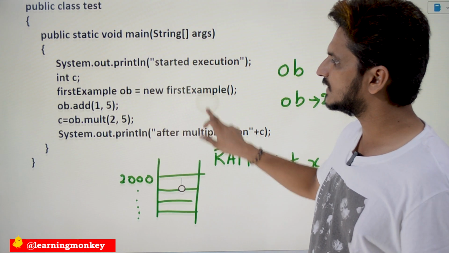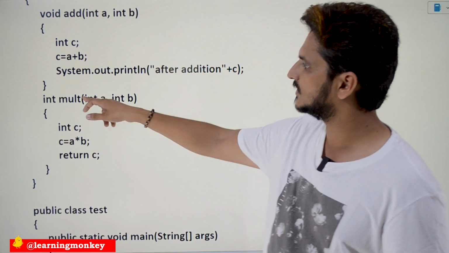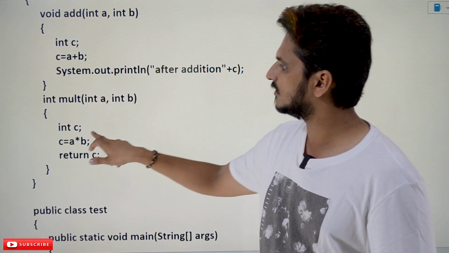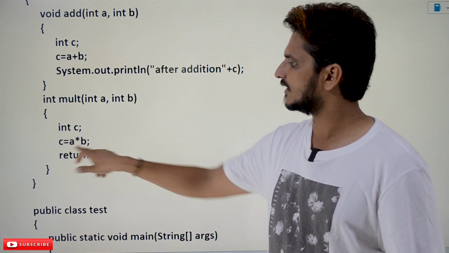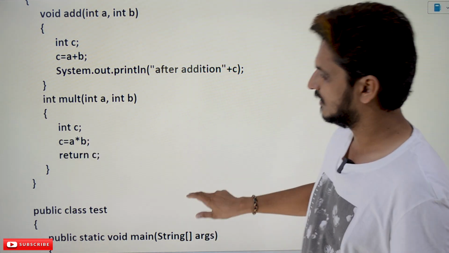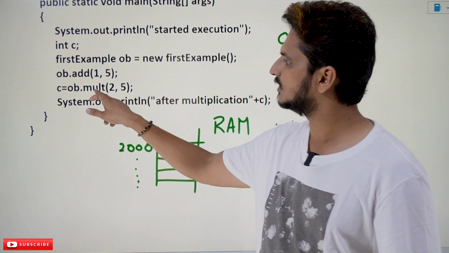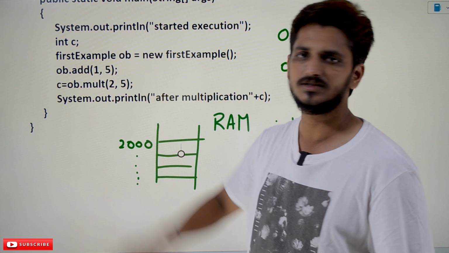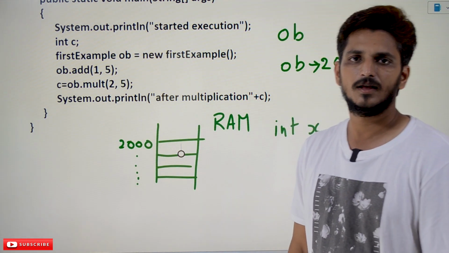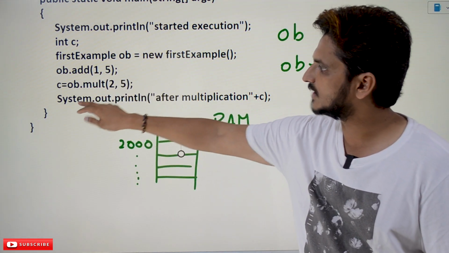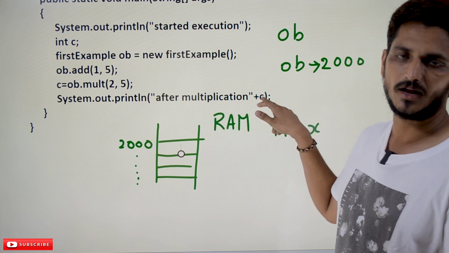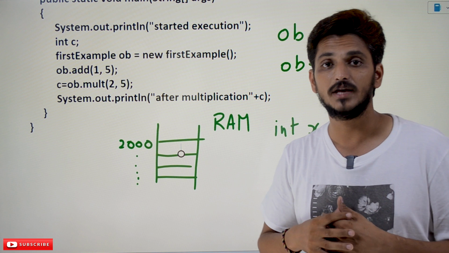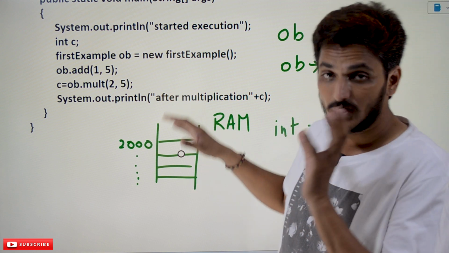So what is the multiply method? Now execution shifts here. A is equal to 2, B is equal to 5. So 2 multiplied by 5 is 10, returning C, which is 10. So the value which we got here is 10. It is stored in the C variable. Now the execution moves to the next line. System.out.println("after multiplication"), the value is 10. This is how it is going to be executed. This is what you need to understand.